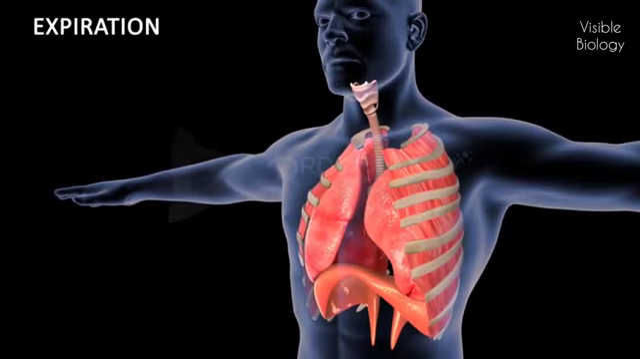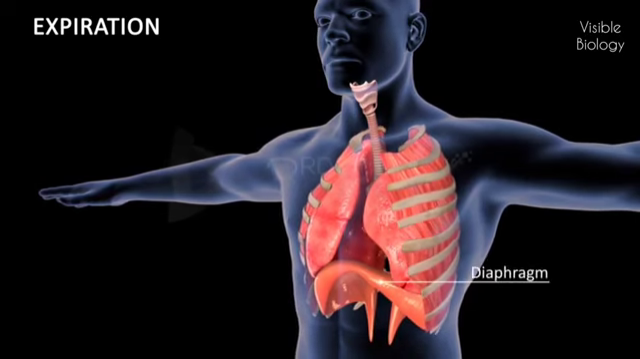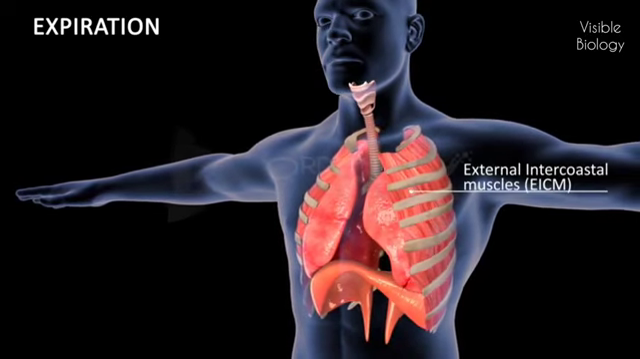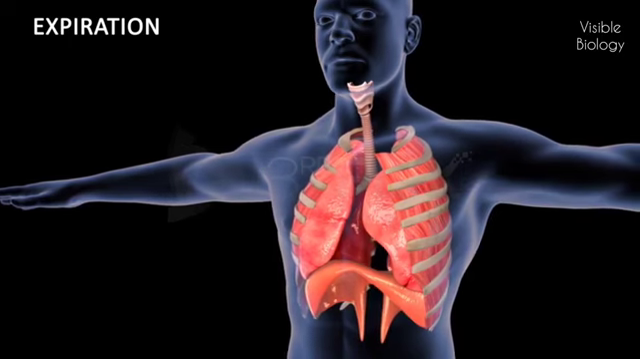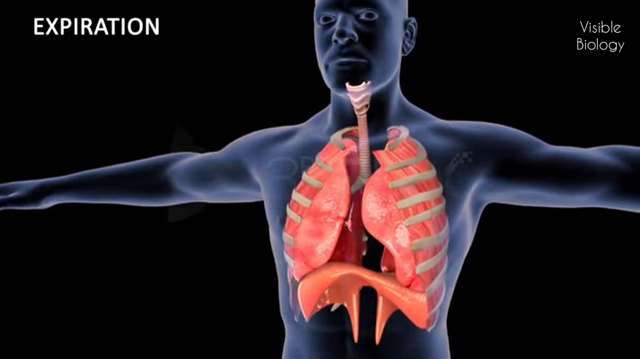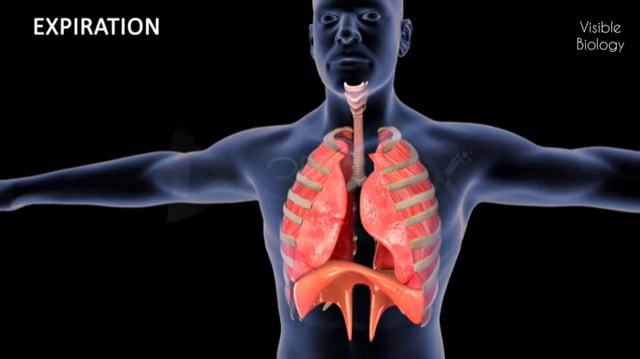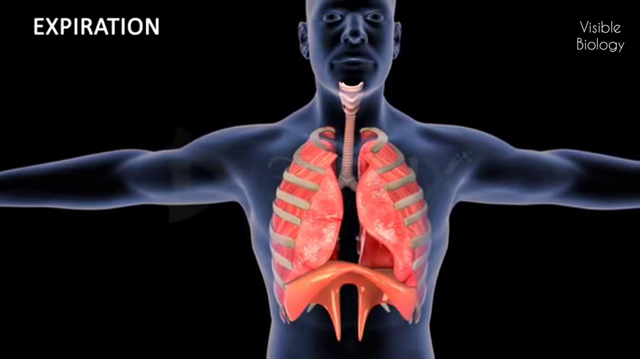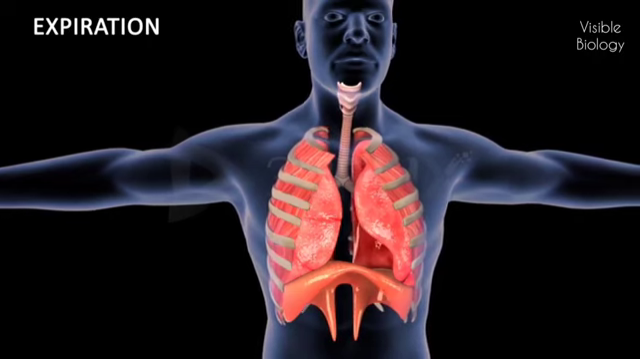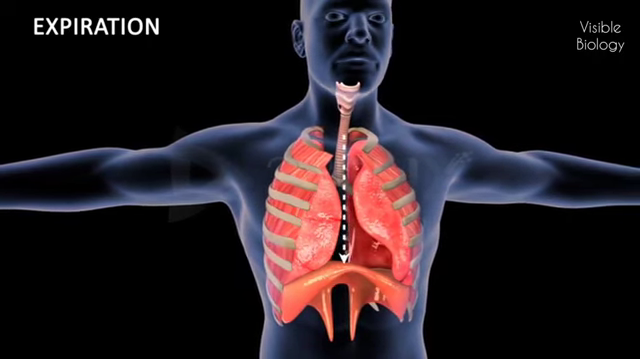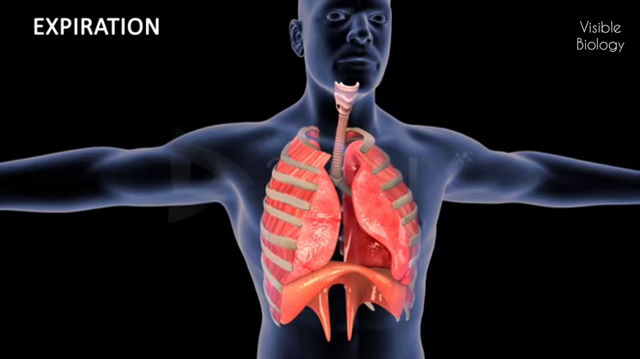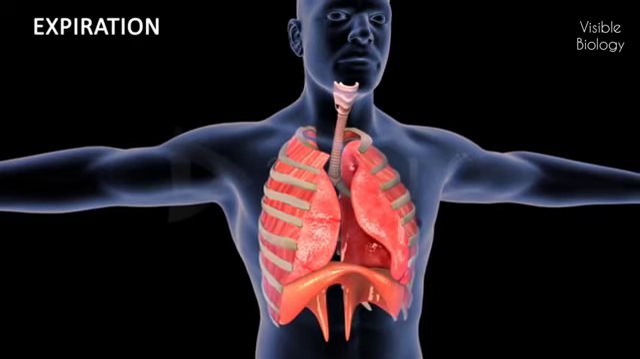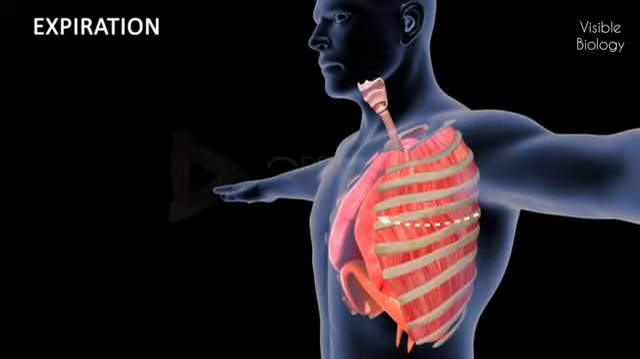It is a passive process as it takes place by the relaxation of the muscles of the diaphragm and the external intercostal muscles. Relaxation of the muscles of the diaphragm causes it to return to its normal shape and position, and this decreases the thoracic cavity in the anterior-posterior axis, whereas the relaxation of the external intercostal muscles decreases it in the dorsoventral axis.